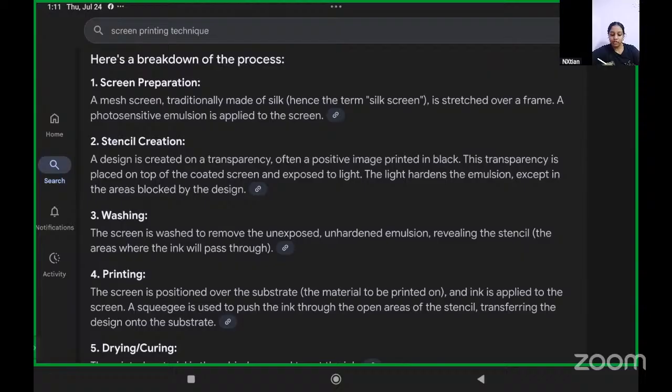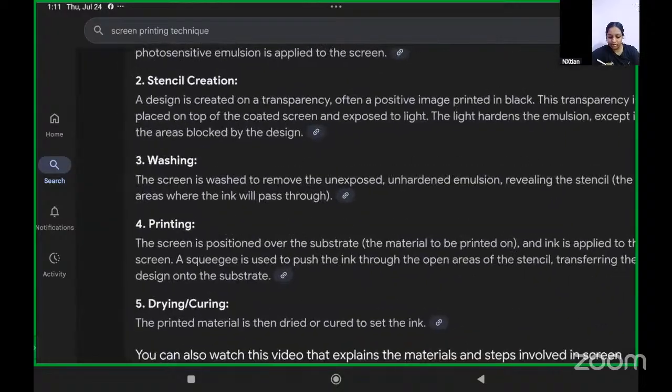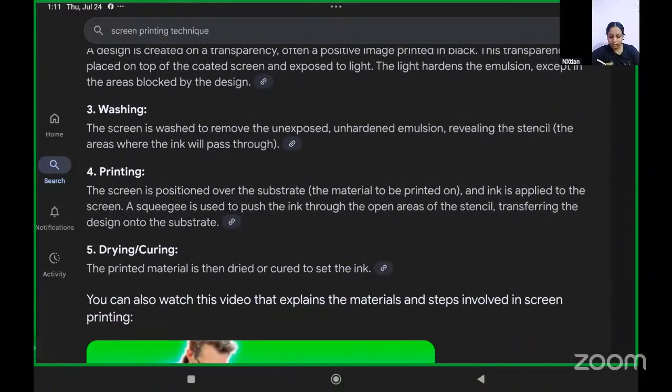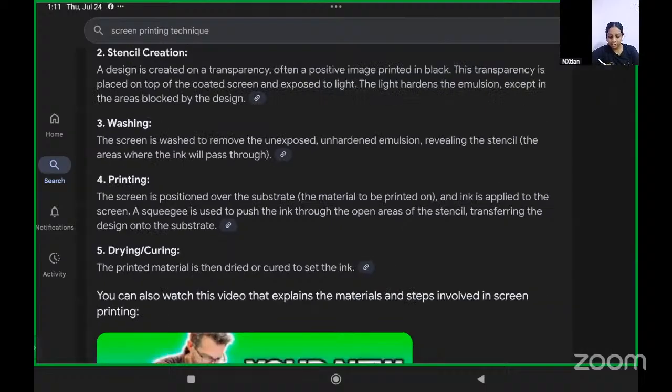The screen is washed to remove the unexposed, unhardened emulsion, revealing the stencil areas where the ink will pass through. The screen is positioned over the substrate and ink is applied to the screen. The printed material is then dried and cured to set the ink.